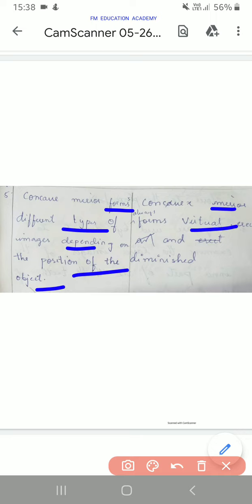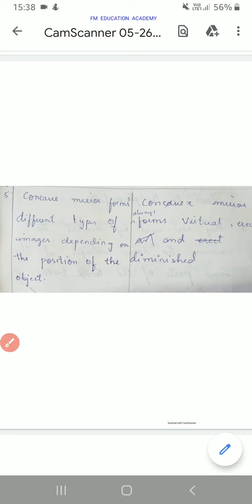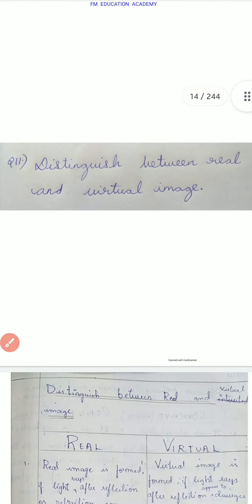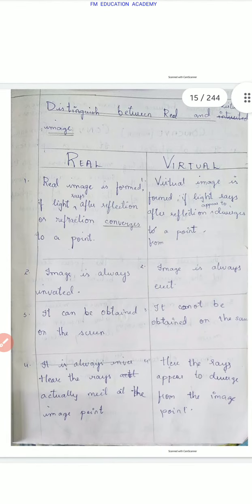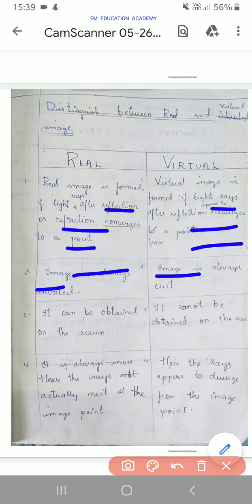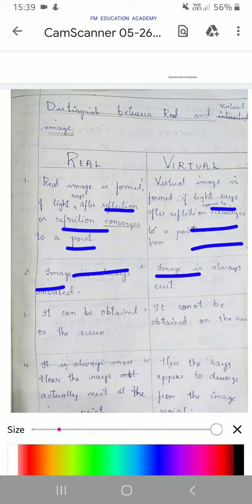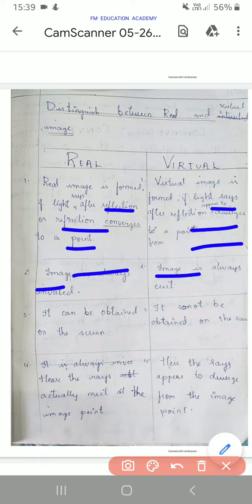Then one more point you can write: a concave mirror forms different types of images depending on the position of the object. A convex mirror forms a virtual, erect and diminished image. Next is to distinguish between real and virtual image. A real image is formed if light rays after reflection converge at a point, and a virtual image is formed if light rays after reflection diverge from a point.